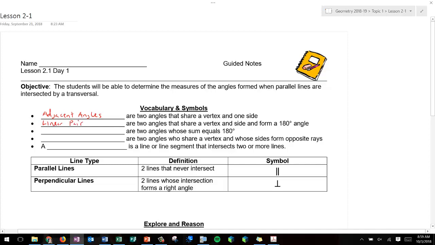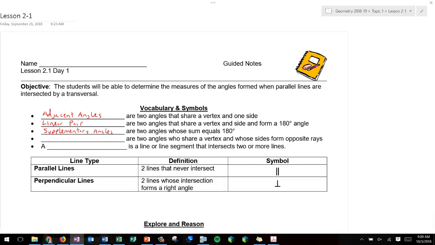And it's the same picture, only they create a straight line when they form their pair. When we have two angles whose sum equals 180, they don't have to be adjacent. Those are known as supplementary angles. Once again, those don't have to be next to each other for them to still be supplementary.